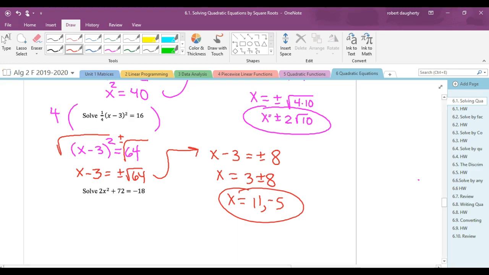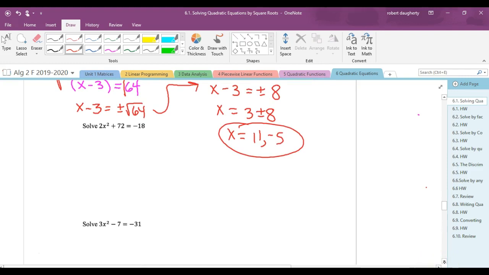What's 11 minus 3? 8. 8 squared is 64. 64 divided by 4 is 16. So in algebra, you can always check your answer. Everything in algebra is checkable. So if you get the time, you can certainly check your answer on that. Let's look at the next guy.